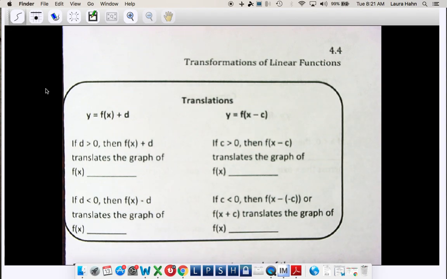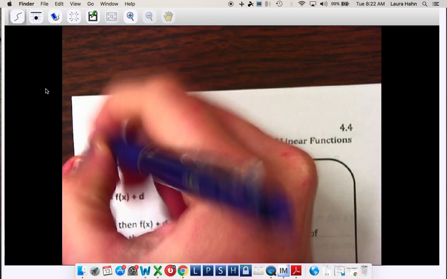All right, so transformations, guys. Our lines can move around. It's not always going to go straight through the origin and be y equals x. That is what you call the parent function, y equals x. Okay, so I'm going to put that at the top real quick.